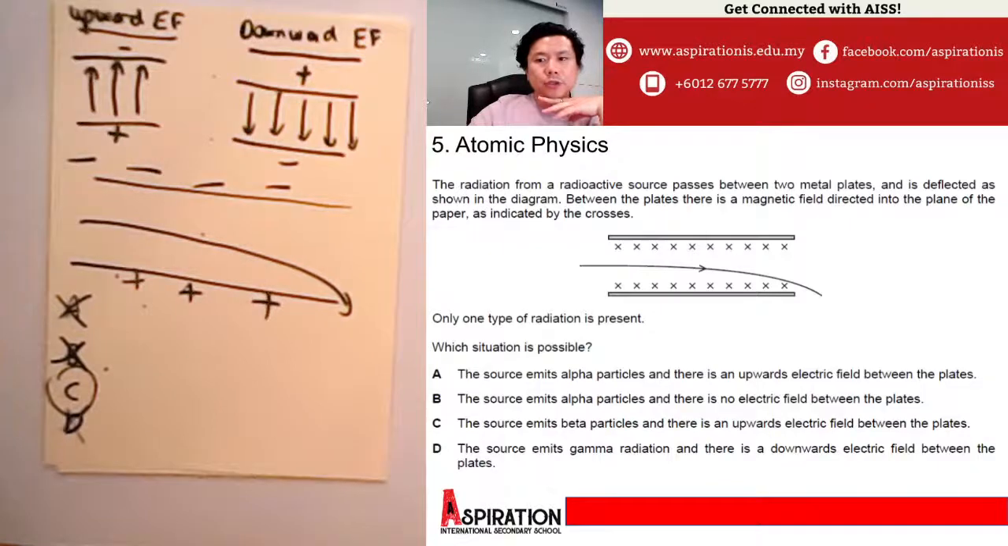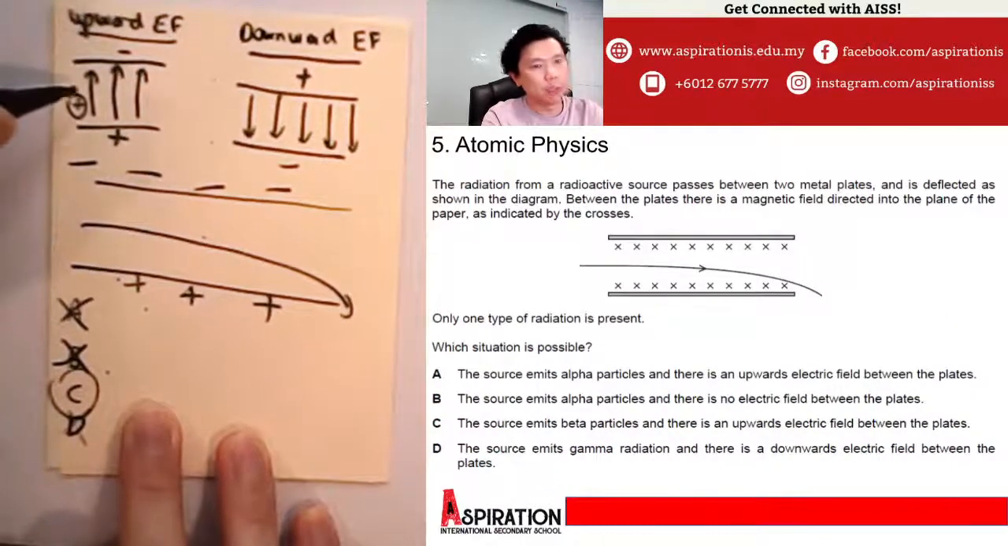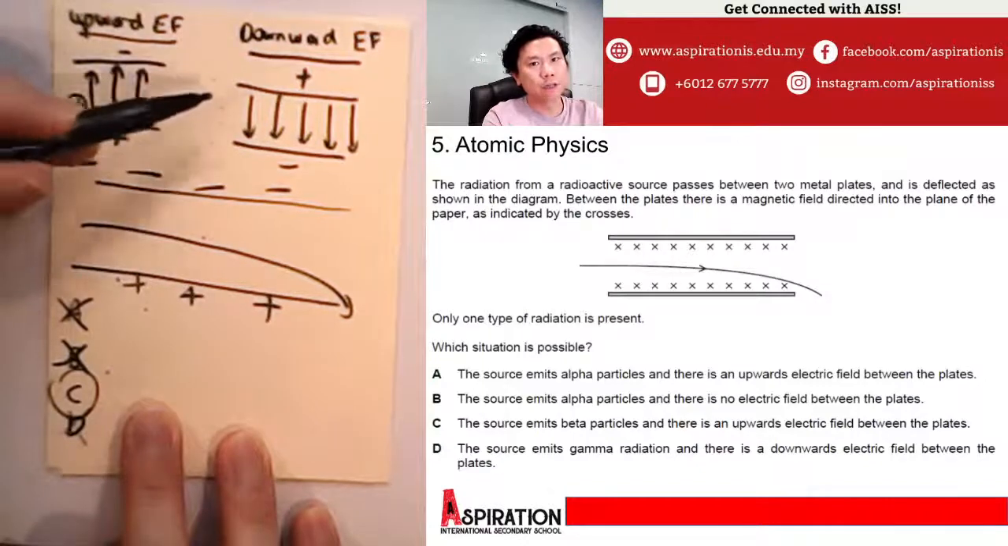Okay, Elisa, I got your question. How do we know it's an upward electric field? Now, you have to understand that electric field is the direction of force on a positively charged particle. All right. So, if you put a positively charged particle here, where will it go? It will go up, right? That will give you an indication of the direction of the electric field.